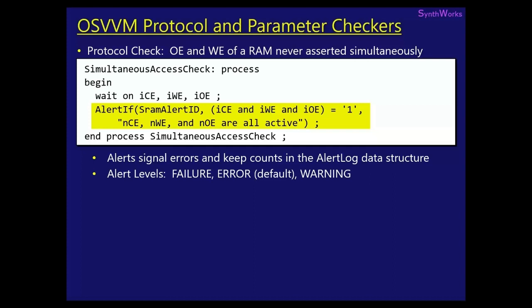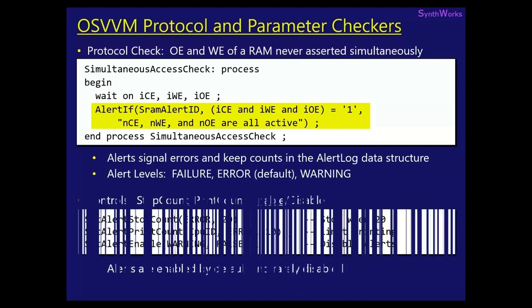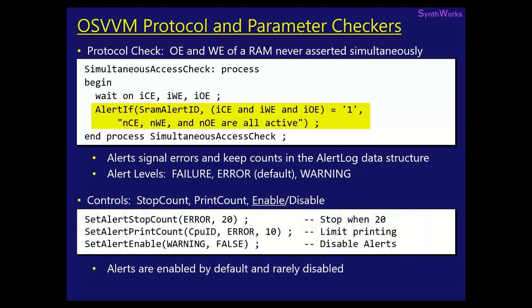We have levels: failure, error, and warning. Error is the default, and I don't usually bother to specify it. I only generally specify it when I do failures. I generally don't do warnings. It's almost never. Okay. And then we have controls.